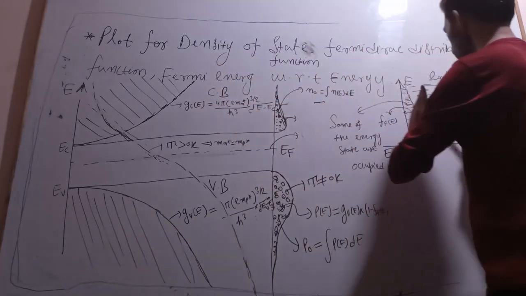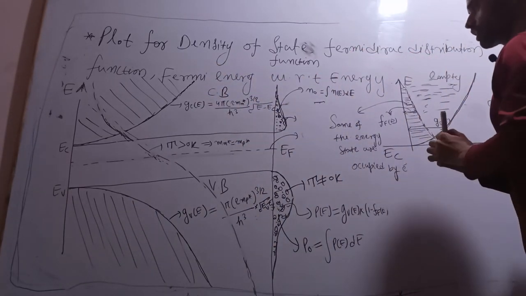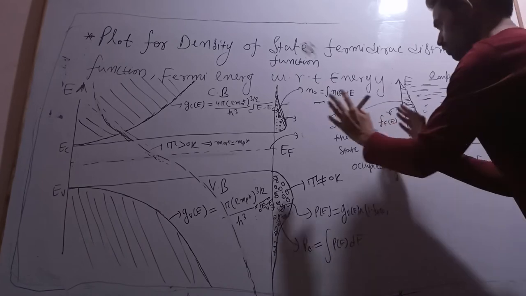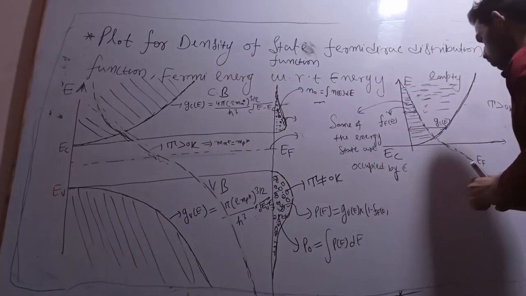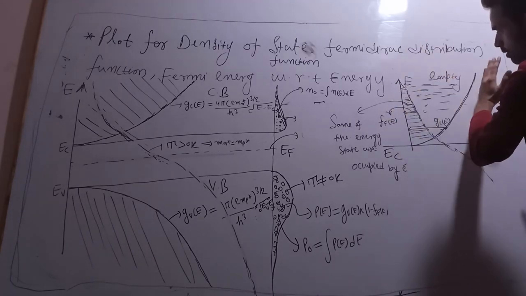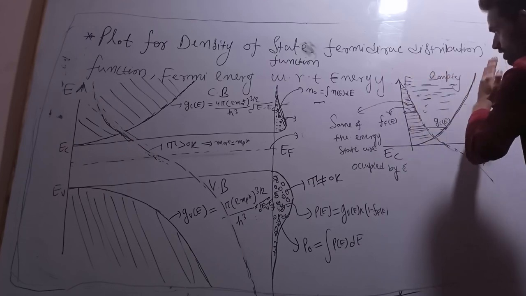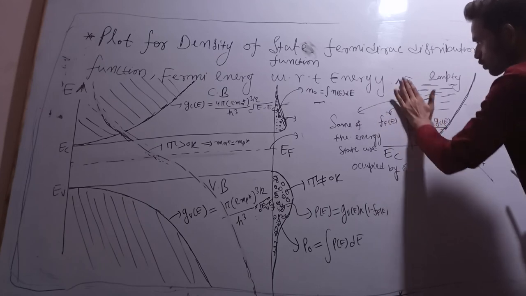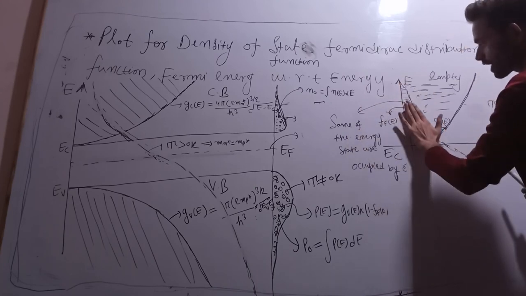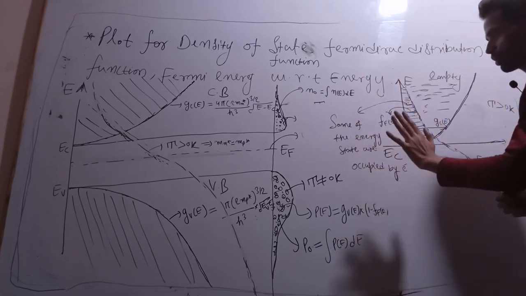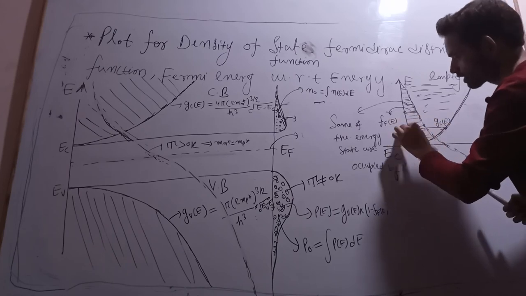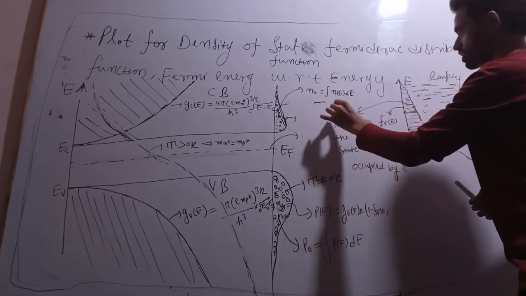This is the expanded view, or extension, of this graph for the conduction band. Here we have seen these are empty states, all the states on this side are empty, so we don't worry about them. We are taking into account only those states which lie below the Fermi energy level, because some of those energy states are occupied by electrons. Therefore, from the product of GC of E and F of E, we are able to calculate the concentration of electrons and holes.